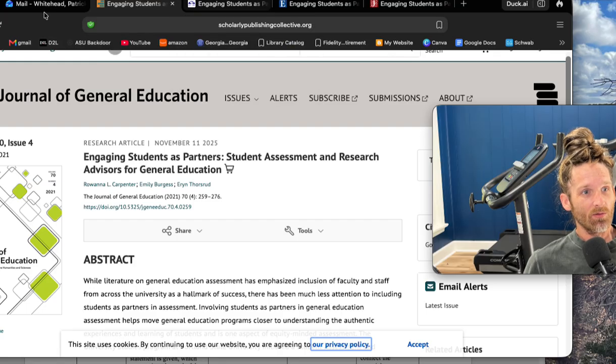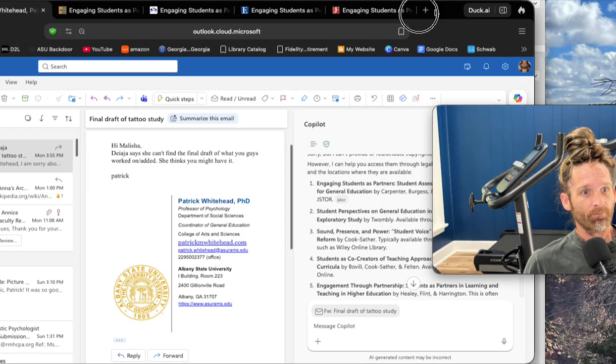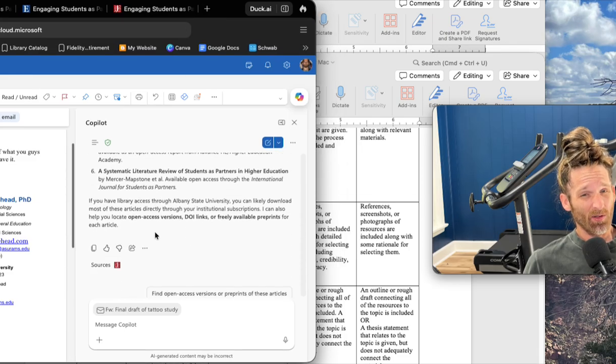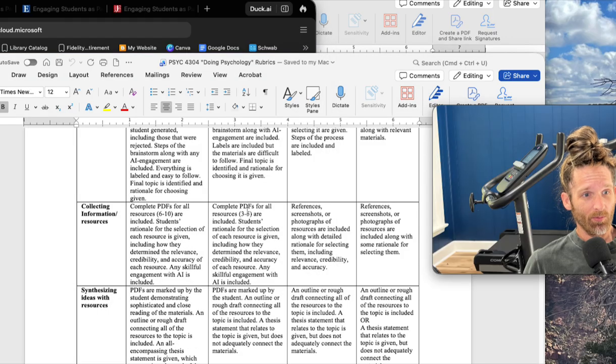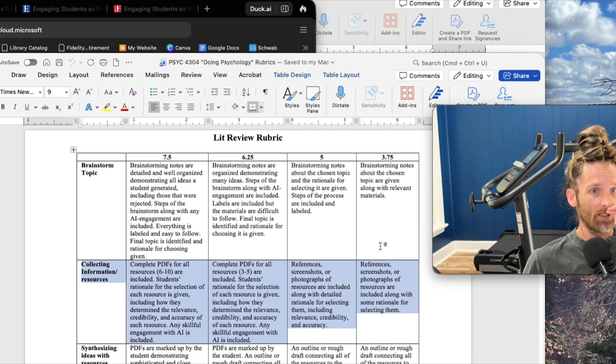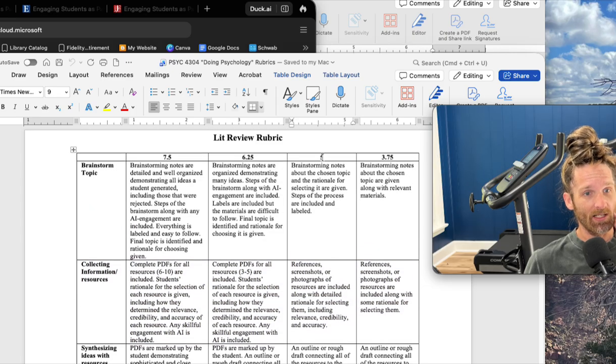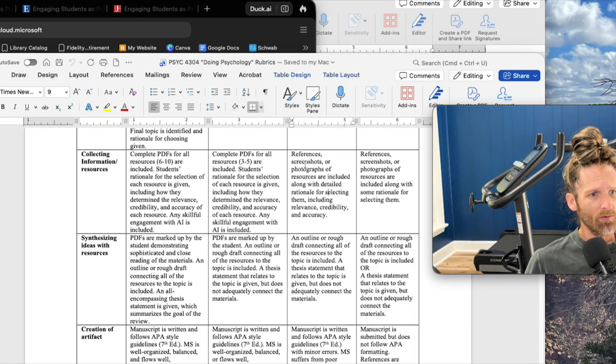Let me go back to CoPilot. I'm going to have to find these articles some other way, so I am unable to do this column or this row of my lit review rubric. If I just copied the information, I would have references, screenshots, or photographs included along with detailed rationale for selecting them. CoPilot gave me that rationale. So I wouldn't get the full points, but I'd get 2/3 of the points for that one.